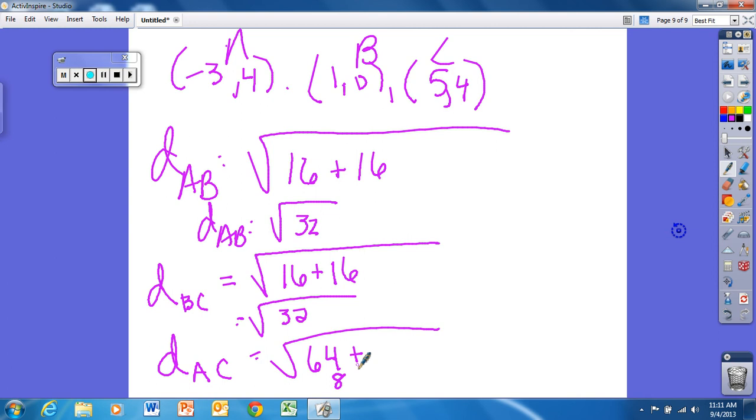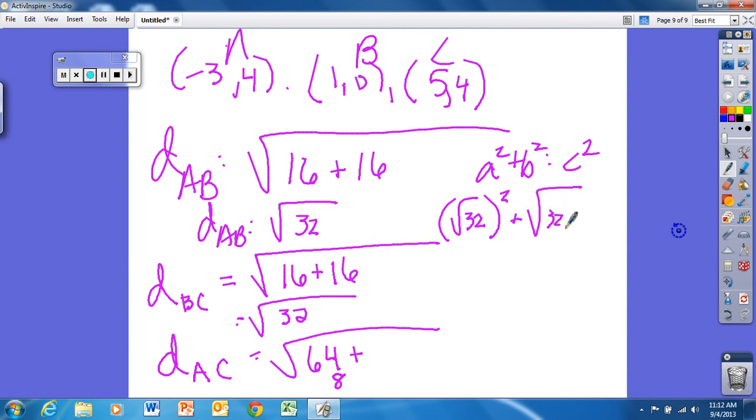So now we can say, to find out if it's a right triangle, we need a squared plus b squared to equal c squared. Well, we don't know which one is c, but you know the hypotenuse is always the longest, and the square root of 32 is like 6 point something. So these two sides are not the hypotenuse. Obviously, this one is. So if I do square root of 32 squared plus the square root of 32 squared equals 8 squared.